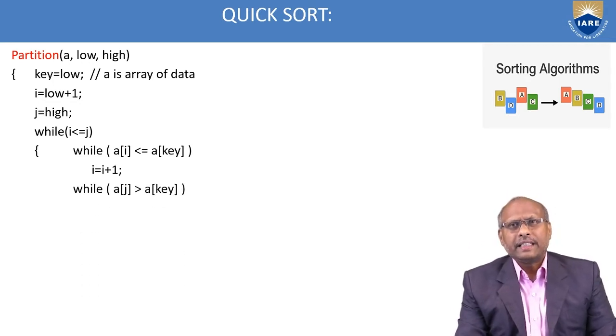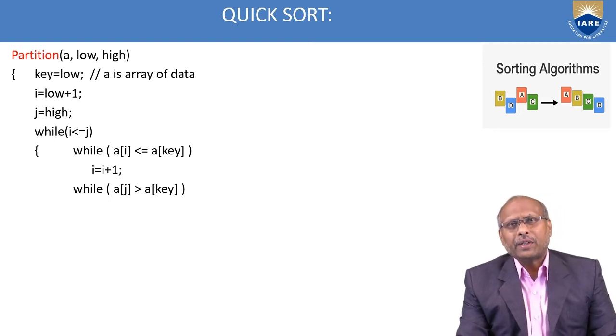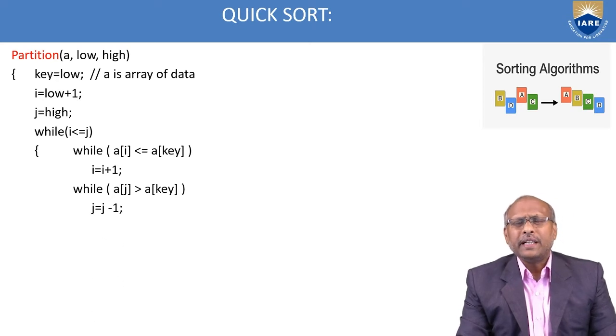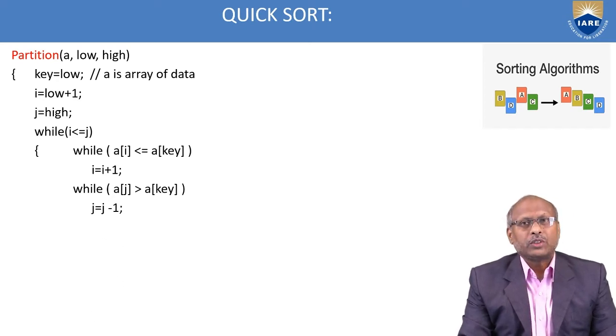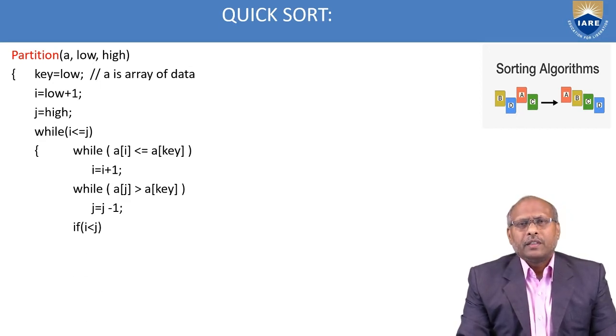Then it will go to the right side. Once you come to the right side, it will check whether the right side data is greater than the pivot or not. If A of j is greater than key, then j will be decrementing because j comes from the right side. So j is decrementing and keeps on running. How long? Until A of j is no longer greater than key. Then once the left part and right part are both over, it will check whether i is less than j or not.